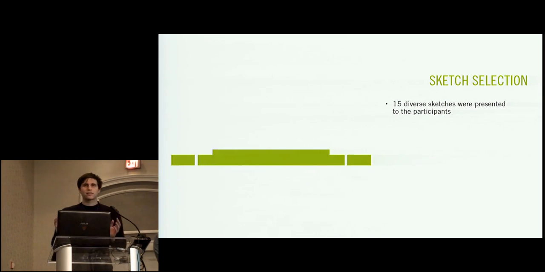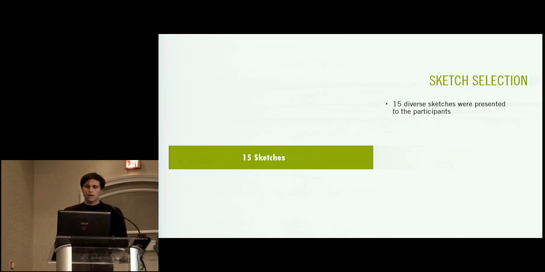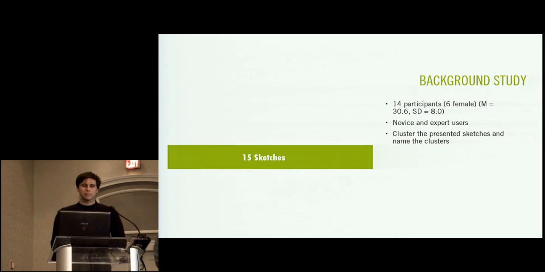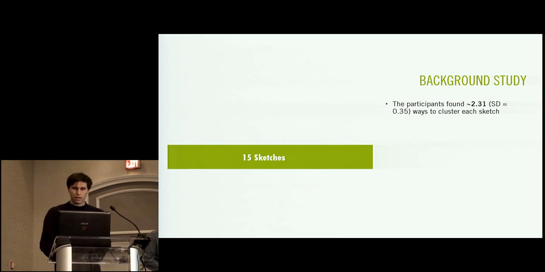So finally we had the 15 sketches that we looked at in the background study, and we had 14 participants, from novice users to expert users. We asked them to cluster the pages in different ways as they could imagine it, and also to name the way they clustered it, to see what they were actually thinking when doing it. Overall, we figured that participants found roughly 2.3 ways to cluster each sketch.